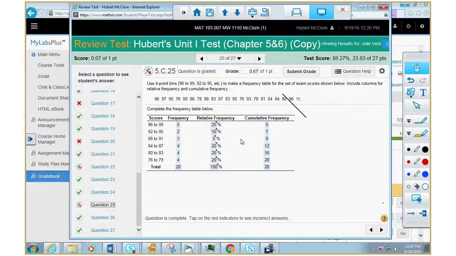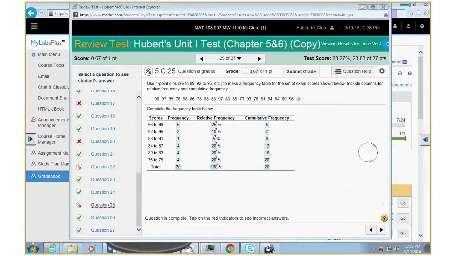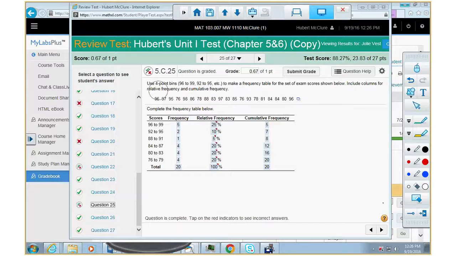Now, right here, this one. I knew the answer had to equal 100%, but you had to round all that stuff up. Go click on it and let me read the question first. Use 4-point bins. That means classes. Never heard it called bins. In all my years, never seen it called bins.